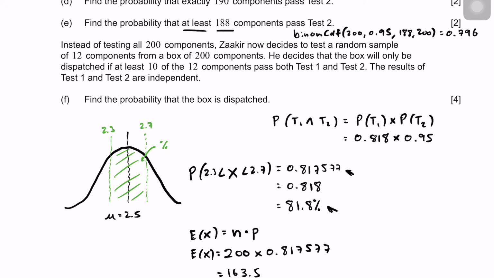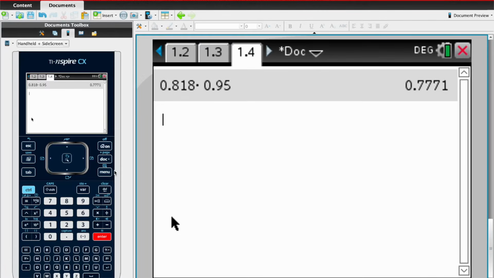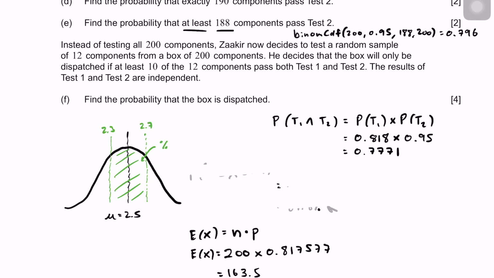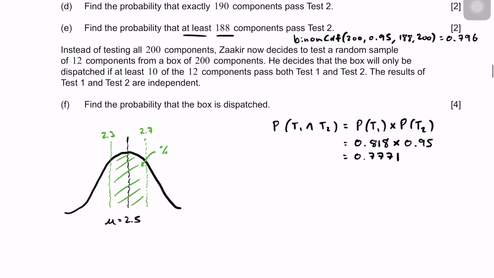So let's go to the calculator and find the probability that a component passes both of these tests. So here we go. This is 0.818 times 0.95. And the answer is 0.7771. So let's write that out. 0.7771. Okay, I'm going to erase this. I don't think we need it anymore. I'm going to clear up some space here. Okay. So in this case, we know the probability that an individual component is going to pass both test 1 and test 2, and that's roughly 77.7%.